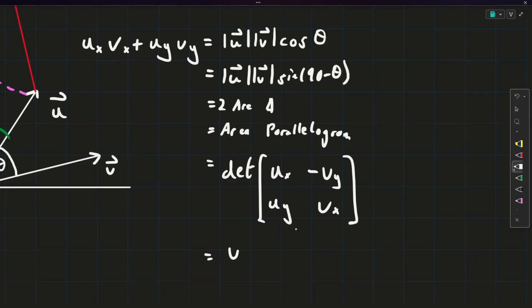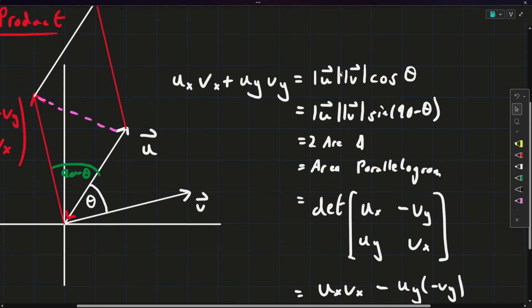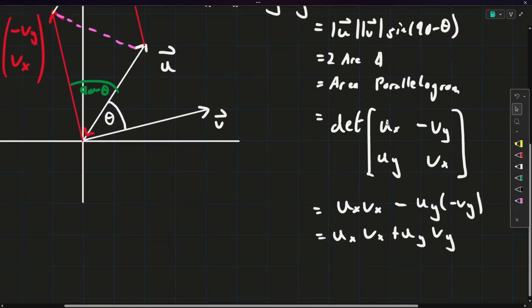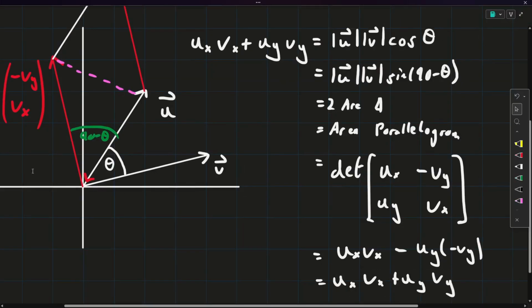So this will be equal to ux vx minus uy times minus vy, which is the same as ux vx plus uy vy. So basically, the intuition for it is that this term here is the same as the area of this parallelogram. And then the area of this parallelogram is the same as the determinant of this matrix. And because we put a minus here and we flip them around, we end up multiplying the corresponding components together. And that's one reason why the dot product, the two different formulae work, is because you can think about them as areas.